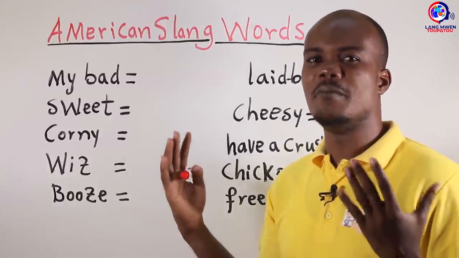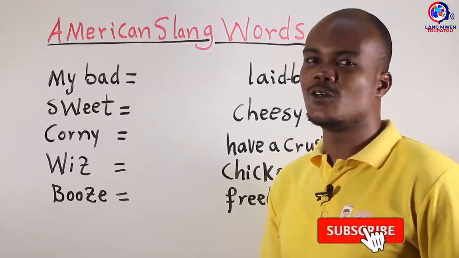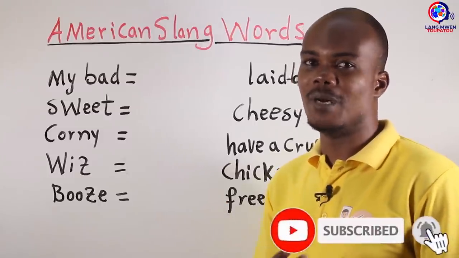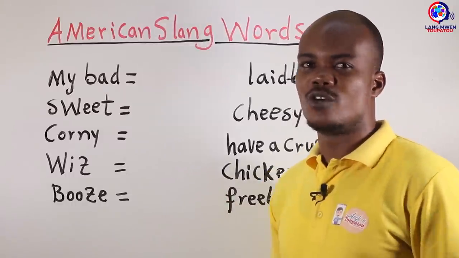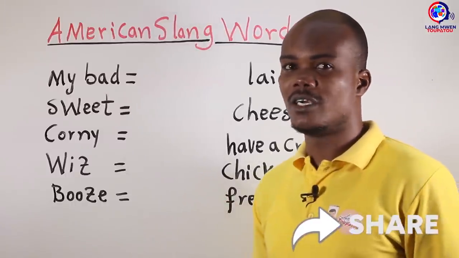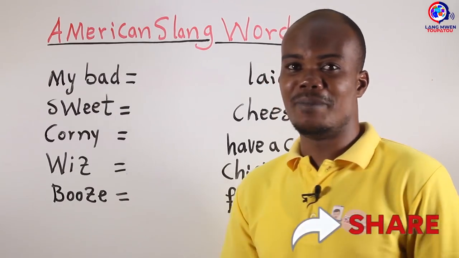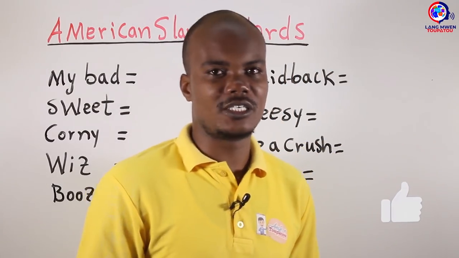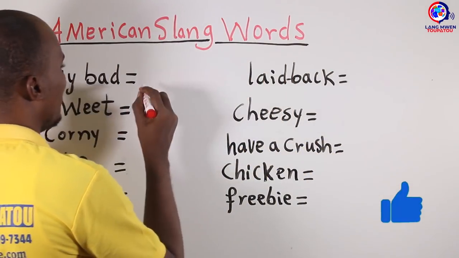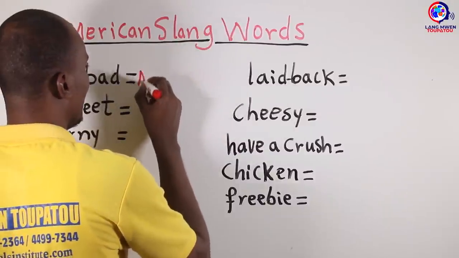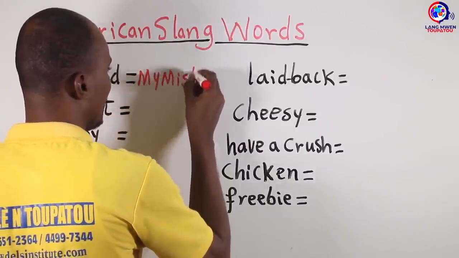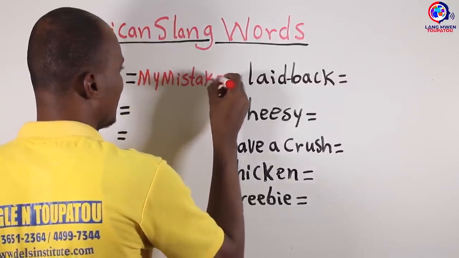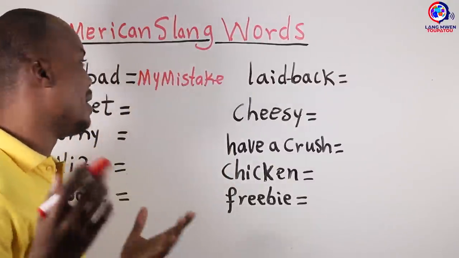My bad. When you hear my bad, it is a way to say it's my fault, or my mistake. Somebody might say that. For example, who broke the mirror? My bad. Now you say it's your fault. My bad means my mistake. Let me write it for you. My mistake.